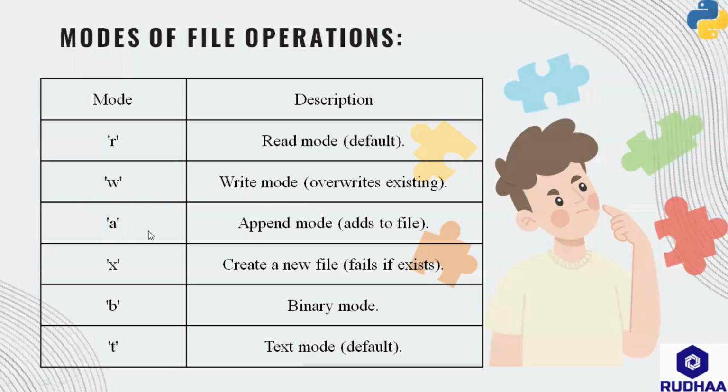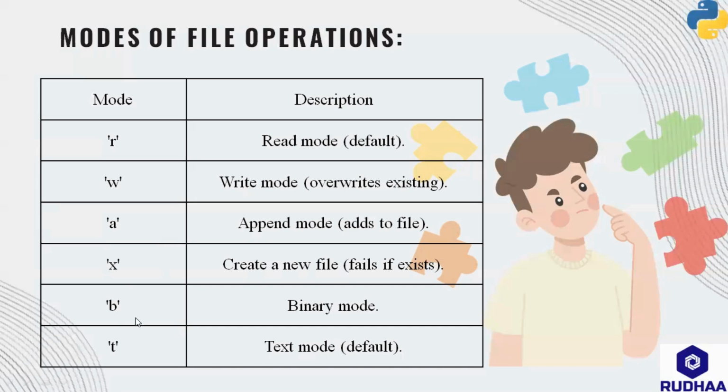And A mode. A is the append mode. Append means it will not erase the previous data, but it will add the new data to the existing data. That is the append mode. And X is for creating a new file. You can use this mode to create a new file. If the file name already exists, this will become an error. So if you are creating a new file, the name should not already exist.